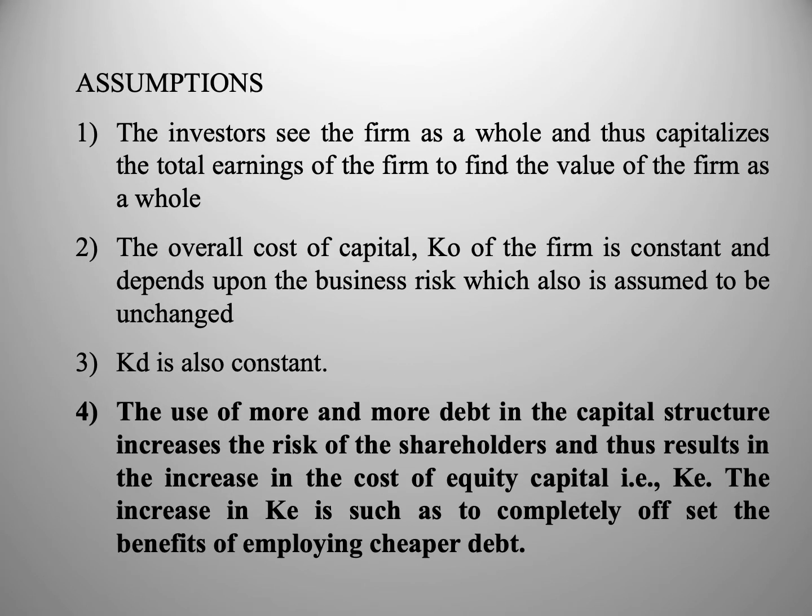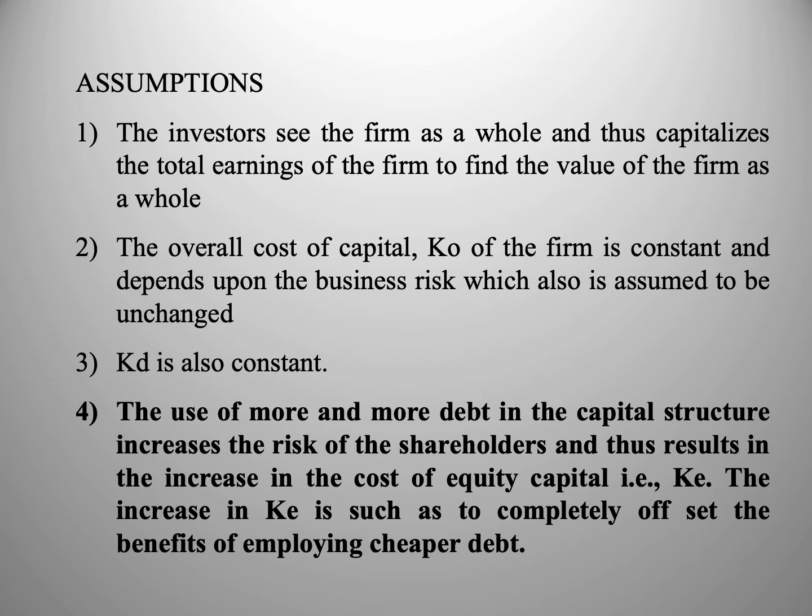There are some basic assumptions of this approach. The first one is that investors see the firm as a whole, and thus capitalize the total earnings of the firm to find the value of the firm as a whole. The second one is that KO, the overall cost of capital, is constant. It will not change, and it depends upon the business risk, which is also assumed to be constant.